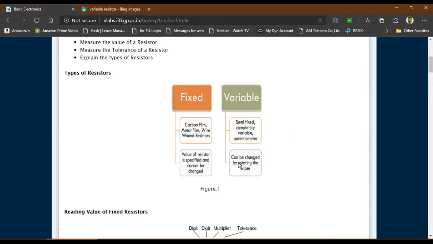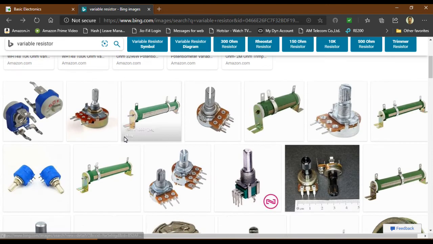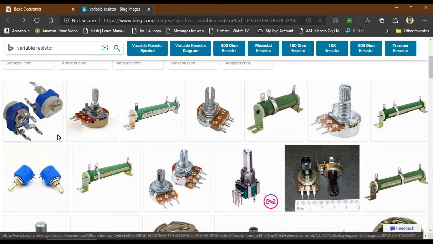So in this context, I would like to show you how variable resistors look. If you go to any website and search for variable resistor types, you will get different pictures. These are all the different types of variable resistors. This is called a preset. Mainly it is used in PCB mounting applications. On the board it can be fixed by soldering.